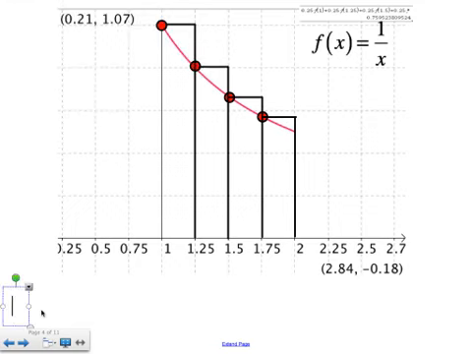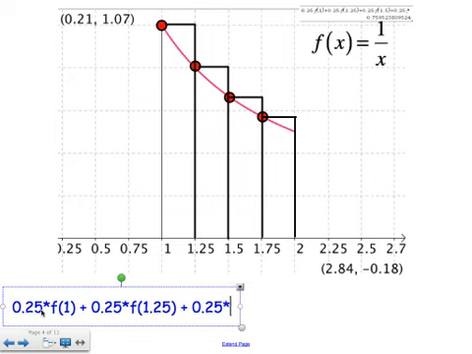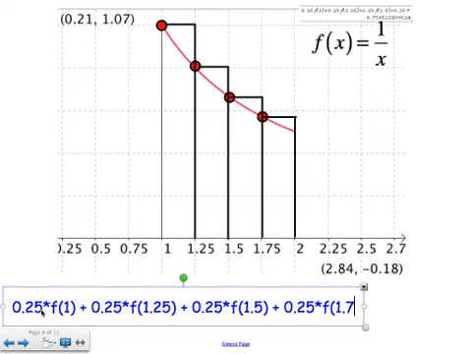Okay, so I'm going to go ahead and type in the areas of these 4 rectangles. The first rectangle has a width of 0.25, and the height is going to be the y value on the curve when x is 1, so we would call that f of 1. The second rectangle has a width of 0.25 and has a y value f of 1.25. The third rectangle has a width of 0.25 and a y value of f of 1.5. And the last one, width is the same, and the y value is f of 1.75, which we could calculate because we know what f is.